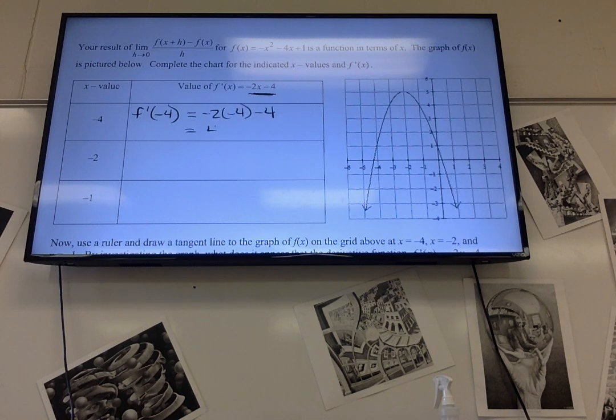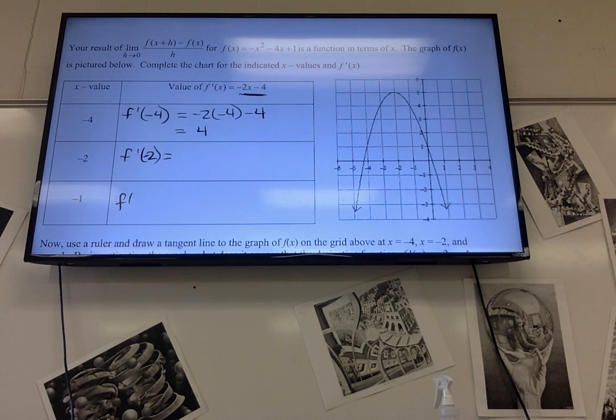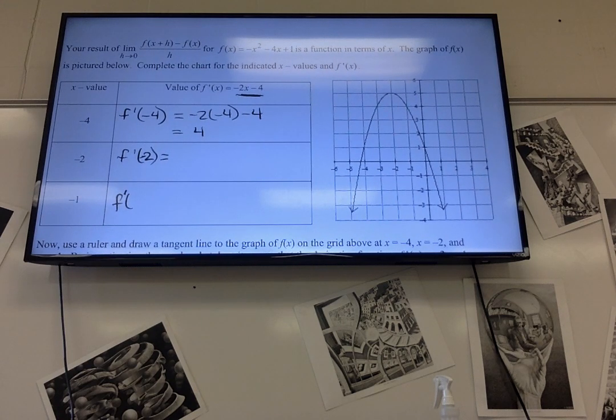Y'all go ahead and do the other ones. You got this. I wasn't really sure if I was correct. Is it F? Oh, it's not negative 1. Did it. Woohoo! So now I'm going to give you a ruler.